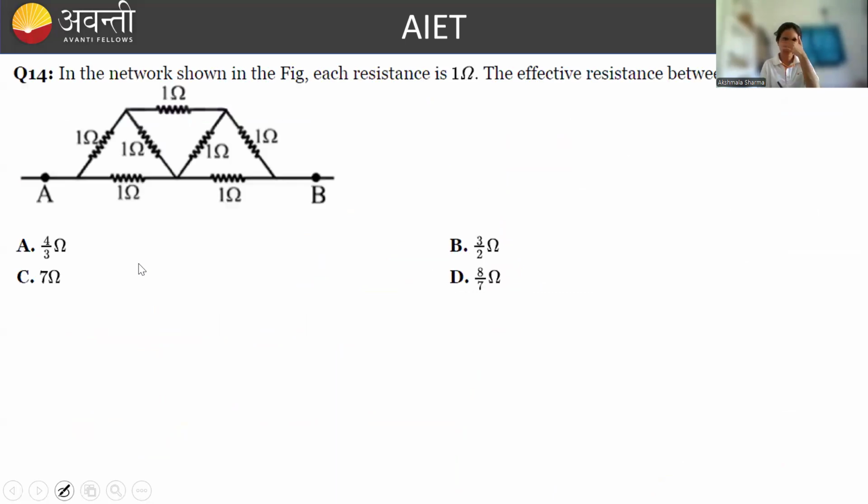Now let's do this question. In the network shown in the figure, each resistance is 1 ohm. Find the effective resistance between A and B. So between A and B.